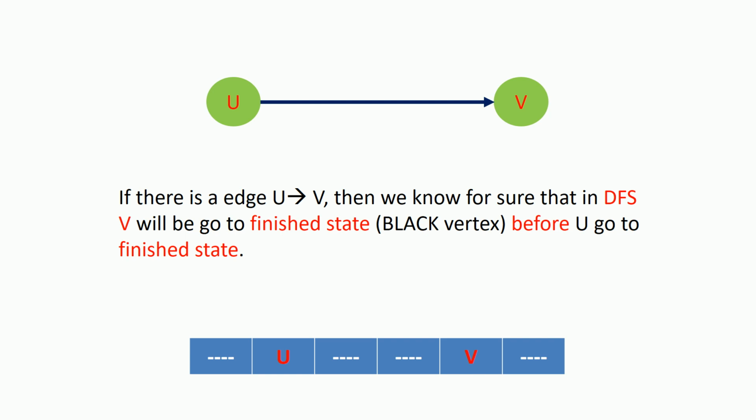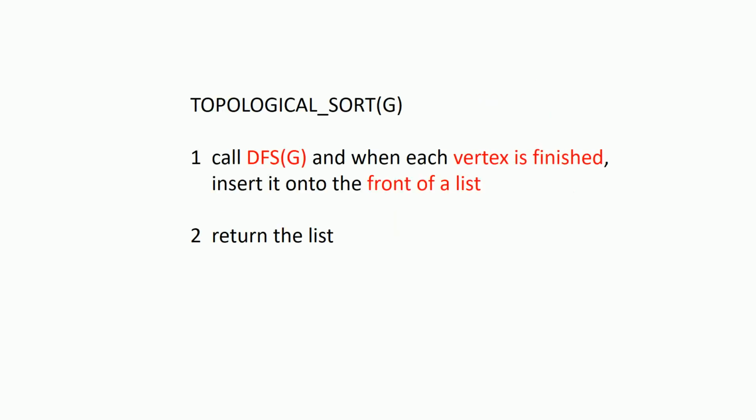Now let's see the pseudocode for our algorithm. Actually, it's very simple. We are going to run DFS on our graph, and when each vertex is finished, we are going to insert it onto the front of a list. Then after all DFS calls return, we are going to return the list, and this list contains the vertices in topological order.